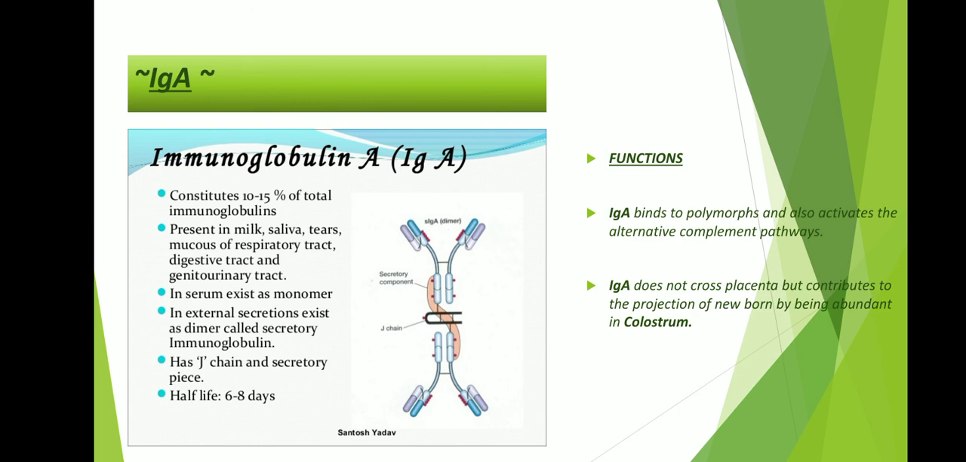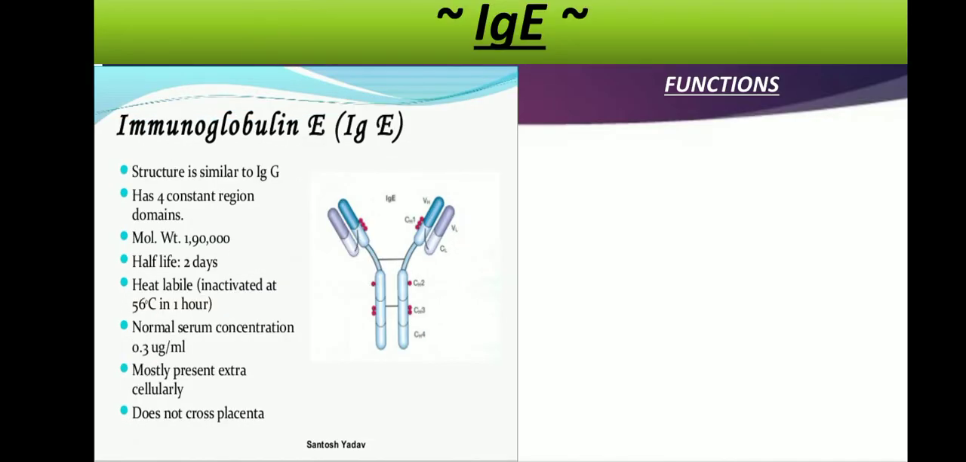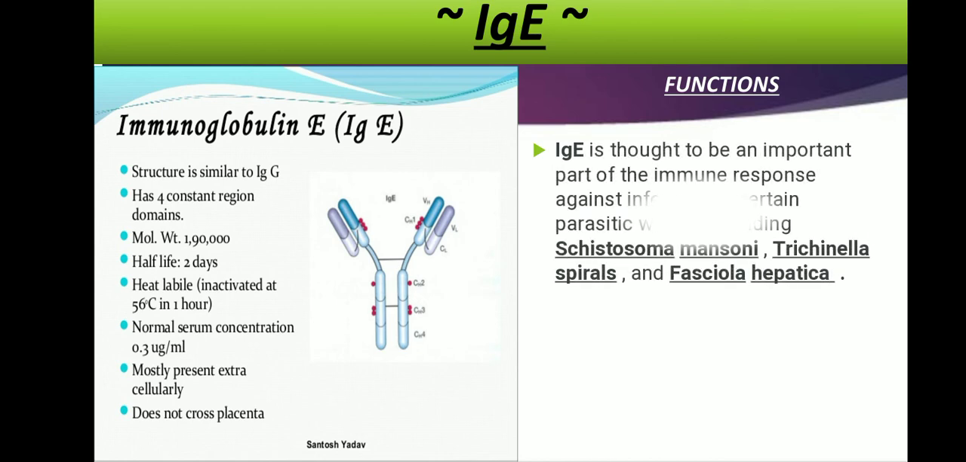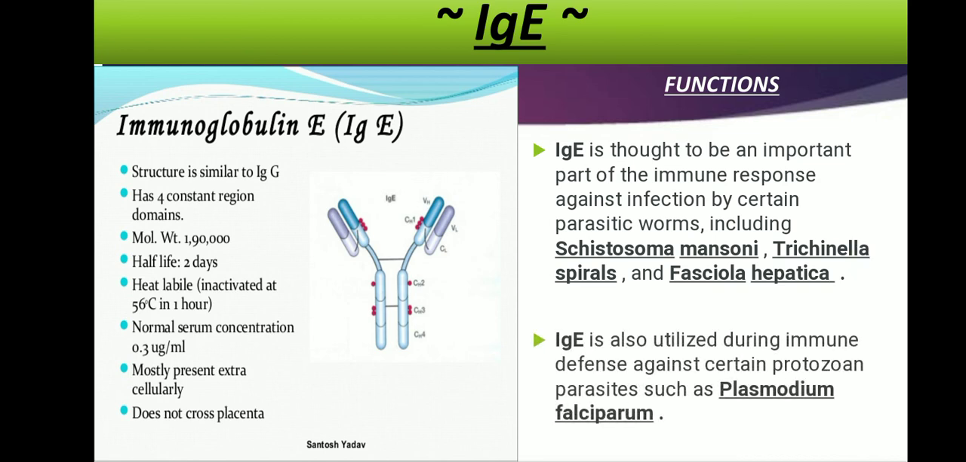Next, moving to the IgE antibody, that is mostly present extracellularly. IgE structure is similar to IgG and it has 4 C chains or 4 constant regions. IgE protects against infections by certain parasitic worms like Trichinella spiralis and Fasciola hepatica. It also defends against certain protozoan parasites like Plasmodium falciparum.